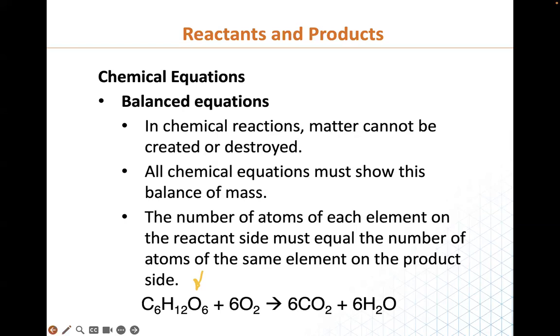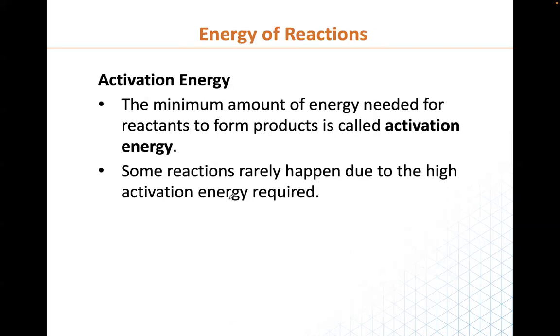The meaning is you have 6 carbon here, you must have 6 carbon here in the product. You have 12 hydrogen, you must have 12 hydrogen in the product. You have 6 oxygen, you must have 6 oxygen. You have 12 oxygen, you must have 12. So 6 plus 12 gives you 18 oxygen total in the product. This is what they mean by balancing a chemical reaction.